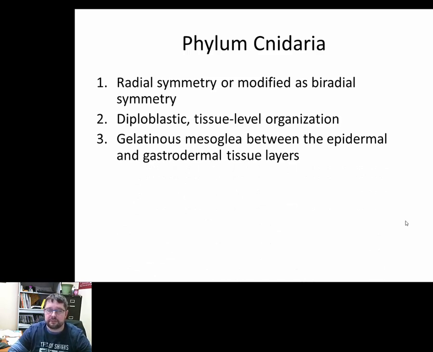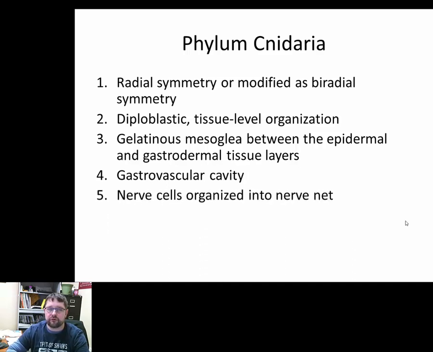They have mesoglea, so the material between the ectoderm and the endoderm is not a tissue, but it may have some cells in it. We'll explore this because it's evolving. This group is evolving into having three layers, or at least parts of this group are evolving to having a cellular mesoglea. They have a gastrovascular cavity, which is surrounded by the gastrodermis, or part of the gastrodermis tissue.